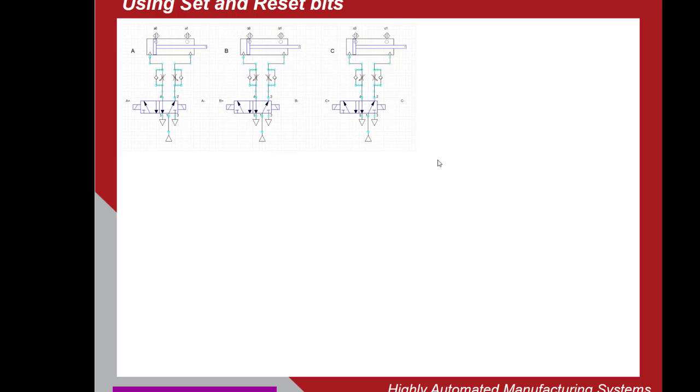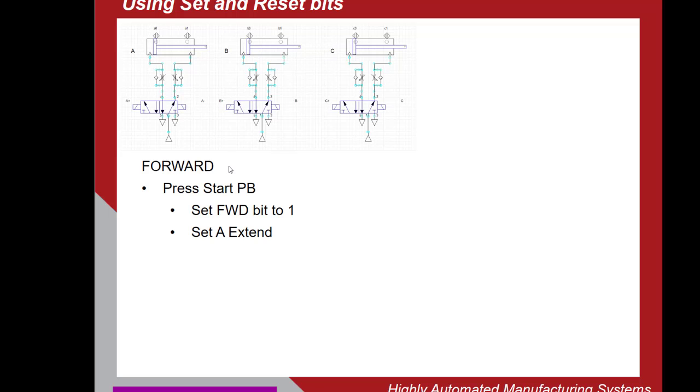So what we're going to do now is instead of keeping the solenoids on, let's say for example we tell the A solenoid to extend. As soon as it hits the A1 sensor, we're going to turn that solenoid off, and we're going to do it using the same kind of function we used for the forward bit, which is the set reset function. So for the forward part of the process, we're going to press the start push button, set the forward bit to 1 just like we did before. But this time we're going to extend A, but we're going to set the A output so that it stays true.